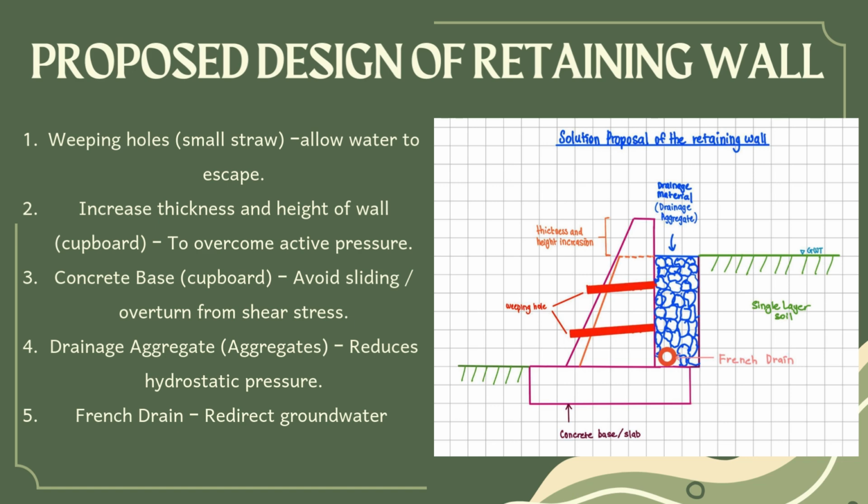Lastly, the French drain below the structure. This drain collects and redirects groundwater away from the wall, keeping the soil from becoming waterlogged. Together, these elements create a stable, well-drained retaining wall that can withstand both soil and water pressure.